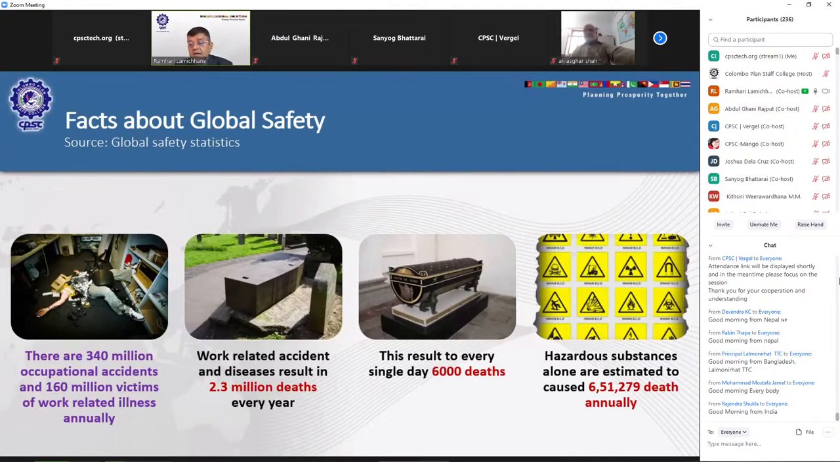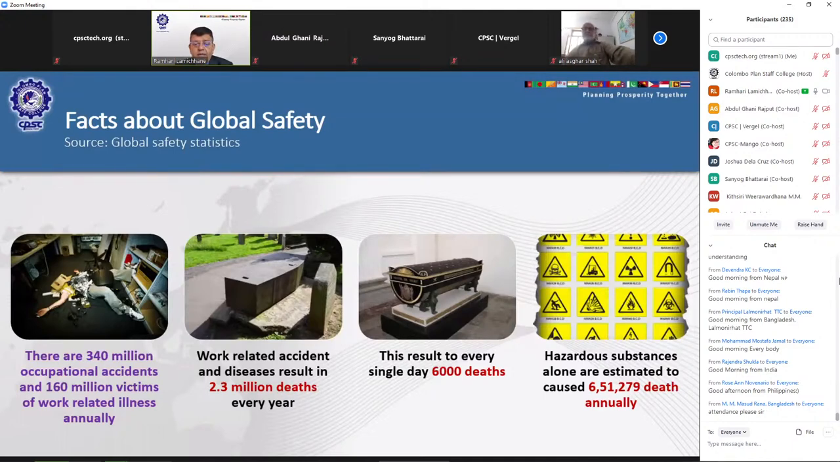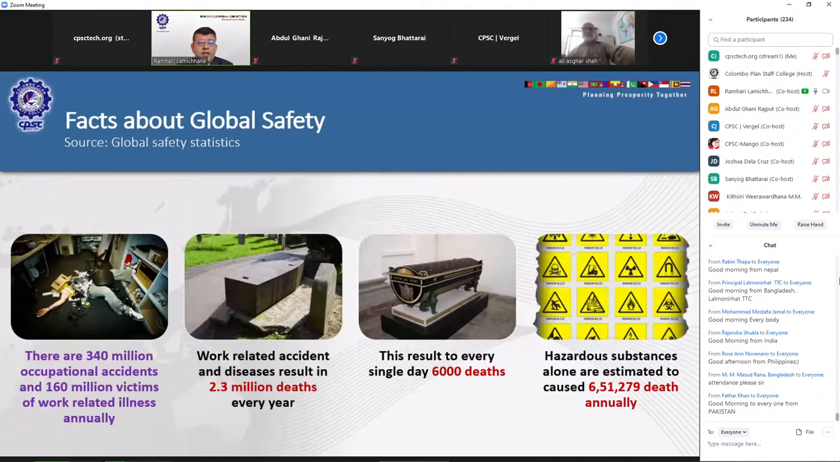Hazardous substances alone are estimated to cause 651,000 deaths annually. Only hazards. Out of the 2.3 million deaths, about 651,000 deaths annually are due to hazards. So these are the global facts. I want to bring awareness about the situation. That's why I brought these facts, and this is a reality. So we should be careful about it.